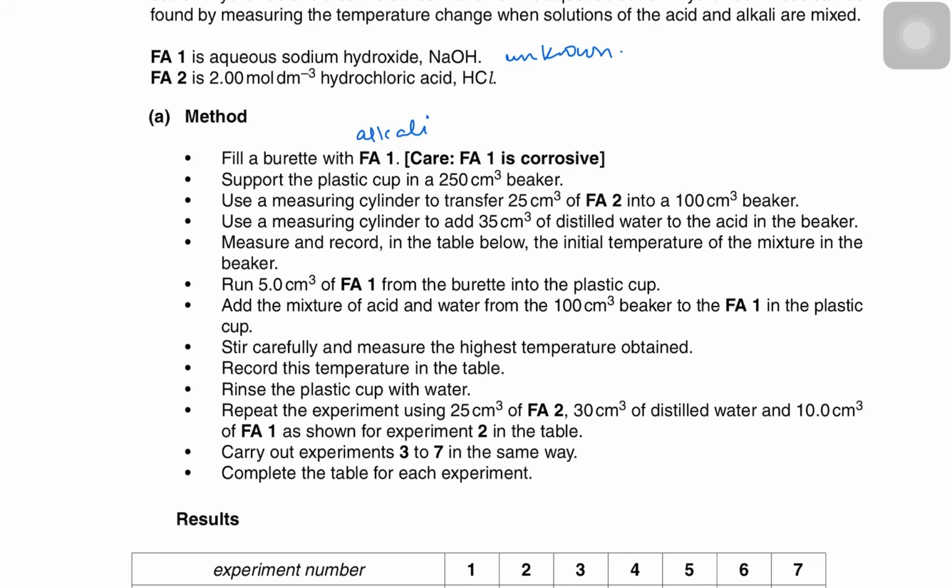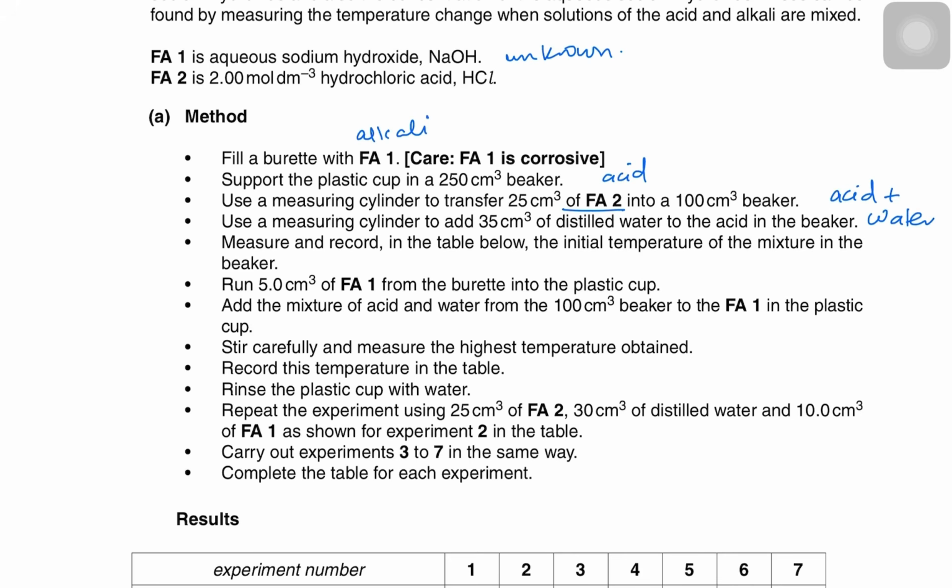Support the plastic cup in a 250 cm³ beaker. Use the measuring cylinder to transfer 25 cm³ of FA2, which is the acid, into a 100 cm³ beaker. Use the measuring cylinder to add 35 cm³ of distilled water to the acid in the beaker. So now it becomes acid plus water.